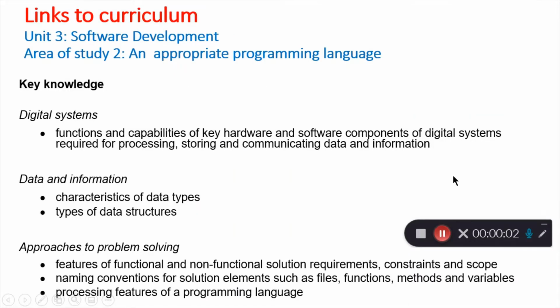Now we are trying to link Ruby to the curriculum. That should be in Unit 3, Software Development, Area of Study 2, an appropriate programming language. There are three things that we mentioned here: key knowledge, key skills, and outcome. In key knowledge, we had three things: digital systems, functions and capabilities of key hardware and software components of digital systems required for processing, storing, and communicating data and information.